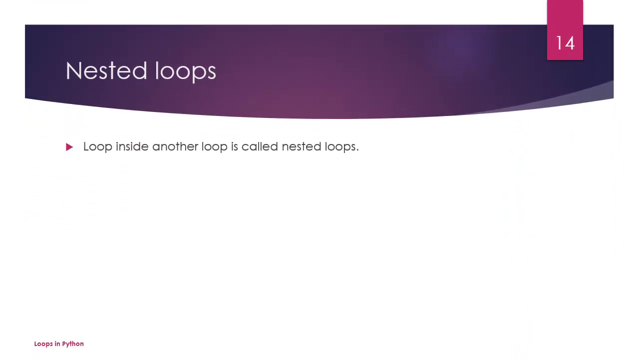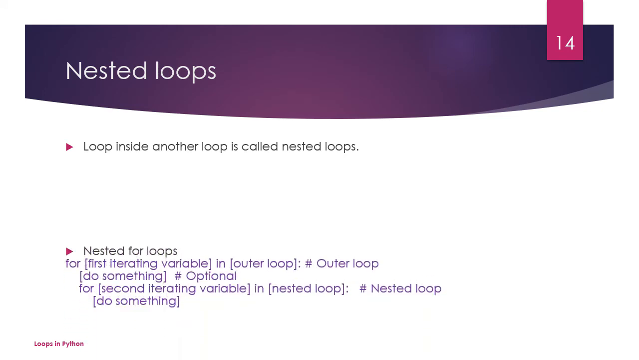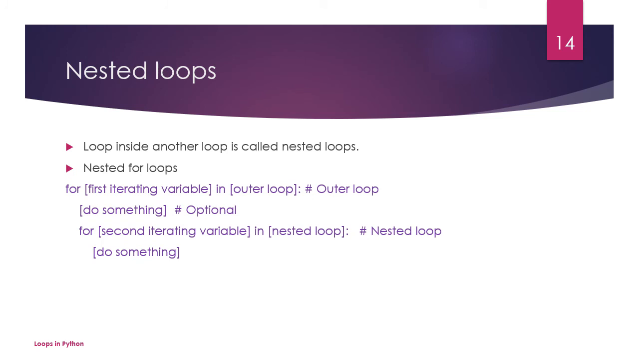Now comes the nested loops. What is a nested loop? A loop inside another loop is called a nested loop. So for a for loop, the nested loop can be like this. There will be an iterating variable in the outer loop. There may or may not be statements before the inner loop, and again in the inner loop we need another iterating variable for the second list, and inside that also we can do something. So there will be two loops, outer loop and inner loop.